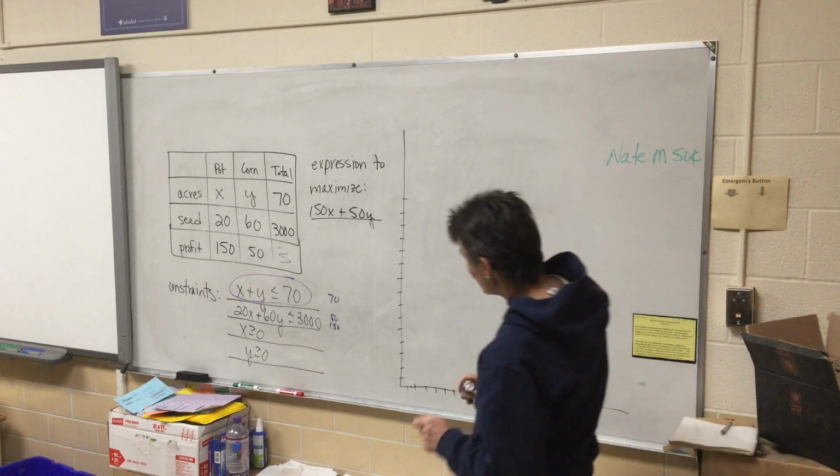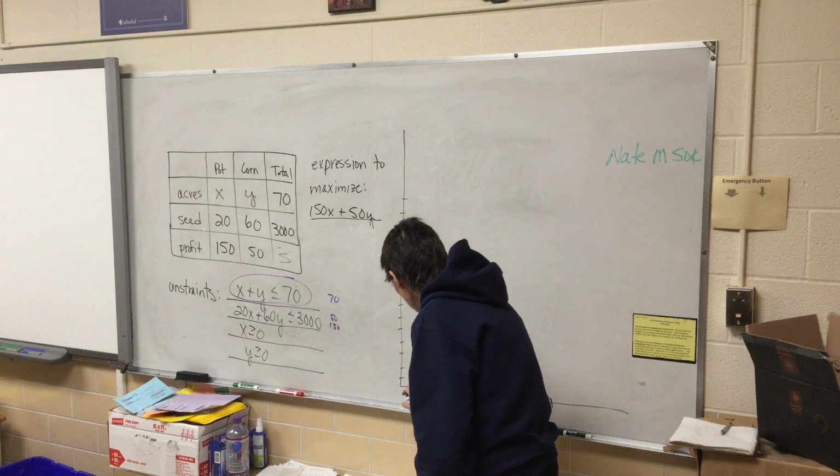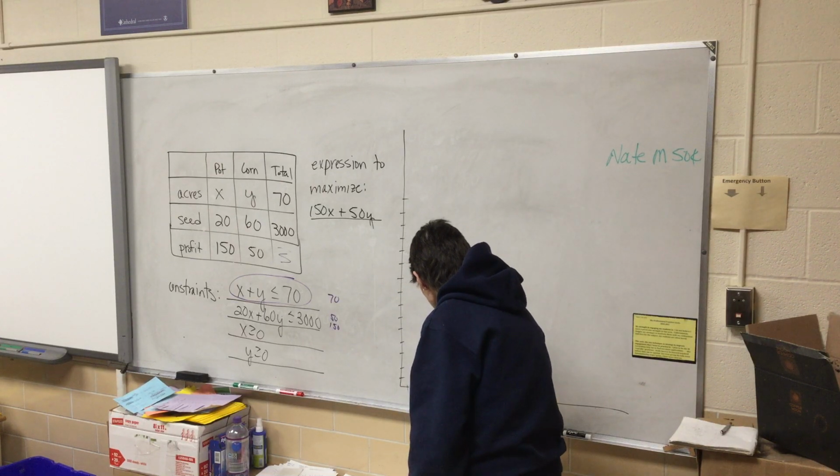Your graph will be better than mine because you have actual graph paper. But I'm going to count over 7. 1, 2, 3, 4, 5, 6, 7. And that's the point 70, 0.